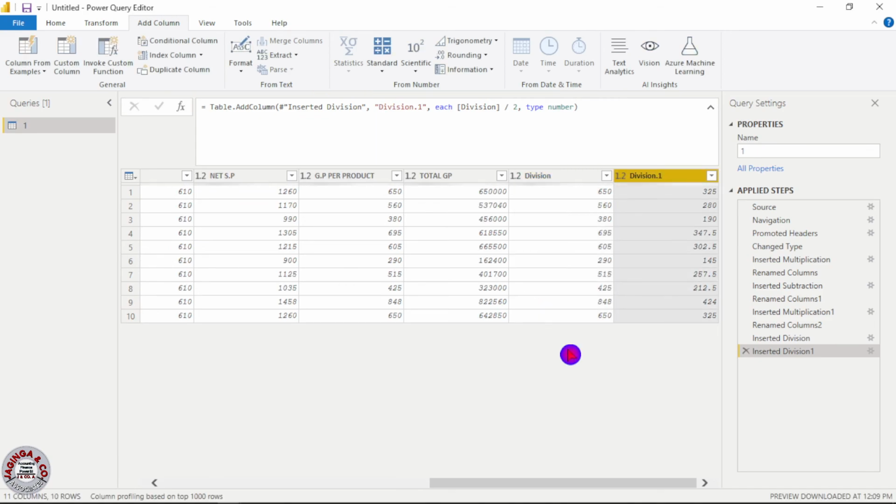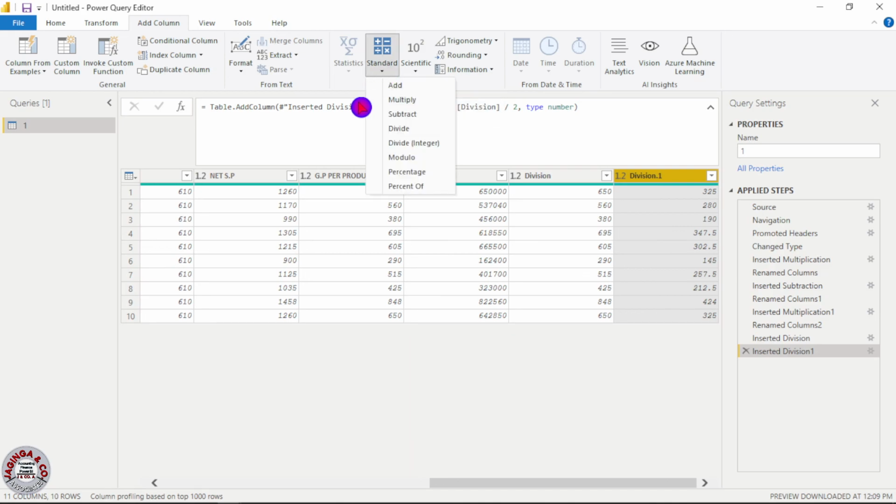So that's how to work with the basic division, addition, subtraction, and multiplication. They follow the same principle, but we just come here to standard. Then you will pick the first four functions to use.